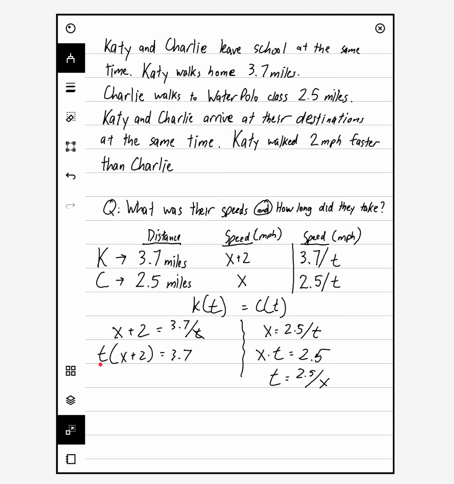Okay, now I'm gonna substitute that t, this. So I'm gonna rewrite it. I'm gonna say 2.5 over x times (x plus 2) is equal to 3.7. All right. Let's multiply that out. Okay, so we're going to have 2.5x over x. Oh, cool. So those cancel out. Plus 2.5 times 2 is 5 over x is equal to 3.7.